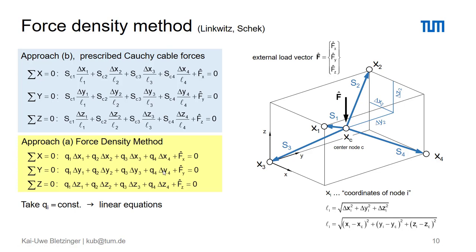Alternatively, approach B just stems from these nonlinear equations here at the top. But now we are taking the member forces, the Cauchy cable forces, the true forces, which we are prescribing. And there you see, if we approach the form finding by that, we still remain with the solution of nonlinear equations, because within these lengths they are just hidden: still the free variables, the still unknown coordinates of center node C.